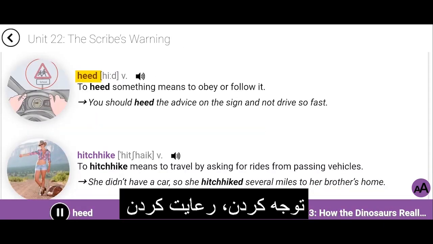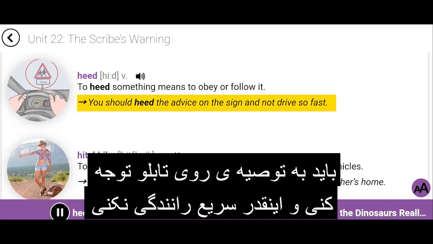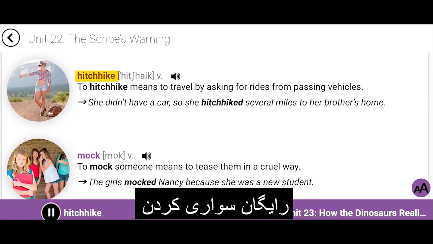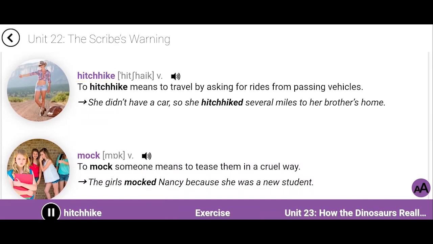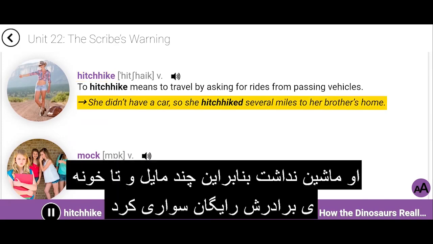Heed. To heed something means to obey or follow it. You should heed the advice on the sign and not drive so fast. Hitchhike. To hitchhike means to travel by asking for rides from passing vehicles. She didn't have a car, so she hitchhiked several miles to her brother's home.